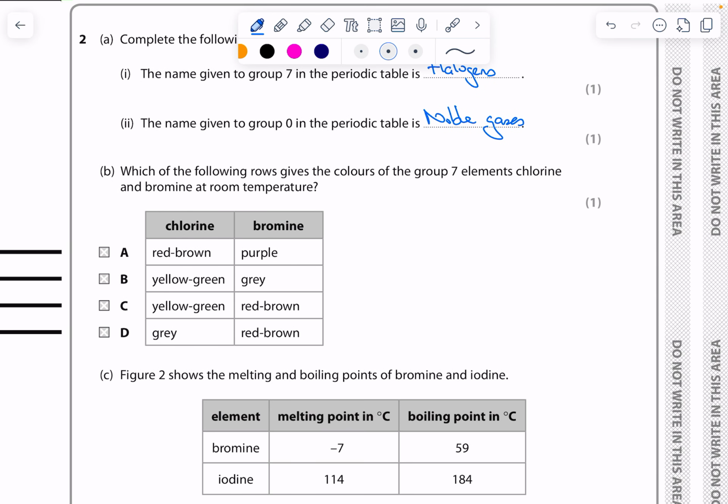If you remember the rule, as you go down the group they become darker in colour. So chlorine is actually a yellow-green gas, so that means it's not going to be option A or D. And bromine is red-brown, so the only sensible and right answer in there is C.